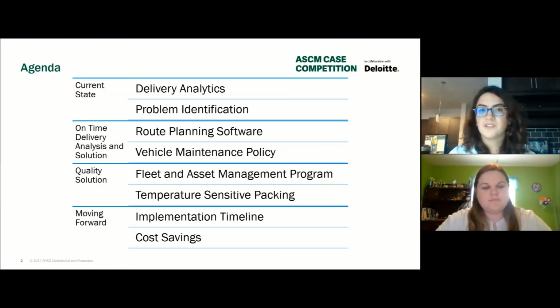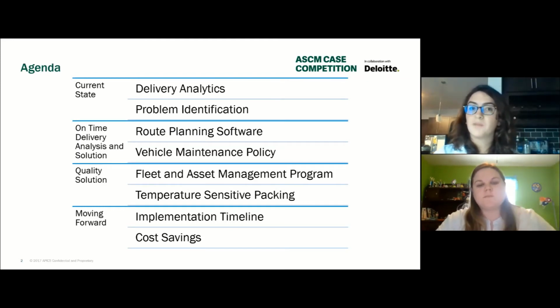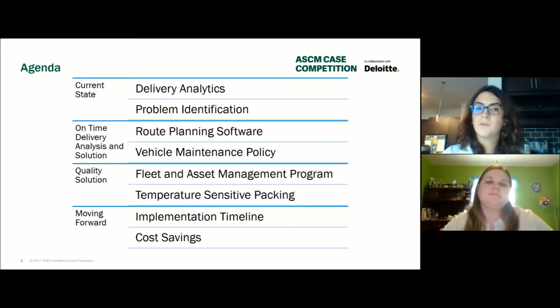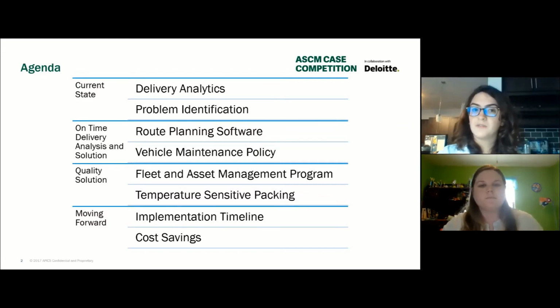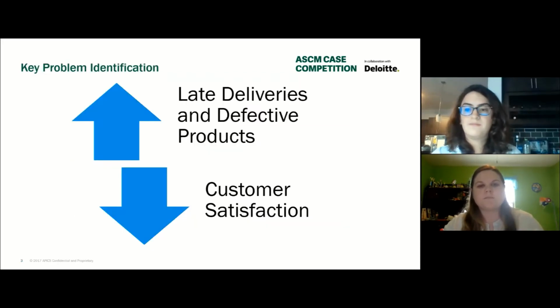We're first going to look into the current state presented in the case, which includes analytics of their delivery and problem identification. We broke up our solution into two separate areas, the on-time delivery and the quality of the products that were delivered. After that, we'll conclude with our implementation timeline and our estimated cost savings.